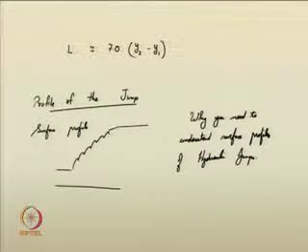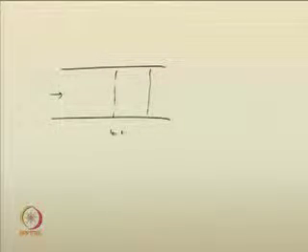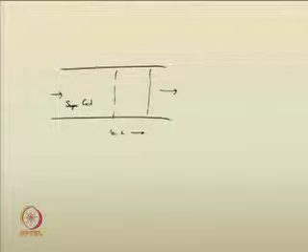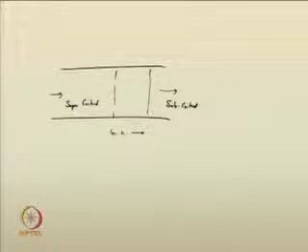So, why do you require them? If there is a channel and water is flowing, say here it is supercritical, and at this location you are providing the location for the jump, and say this is the length of the jump, and from here it is subcritical. This is the top view of a channel where a jump is occurring.